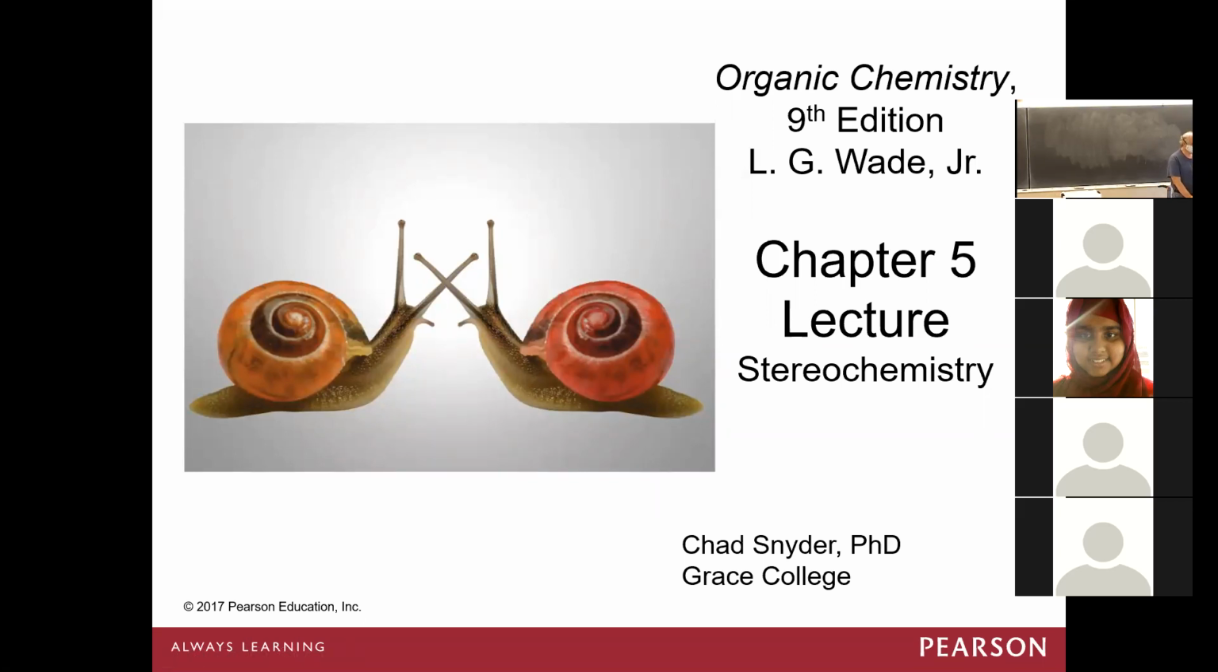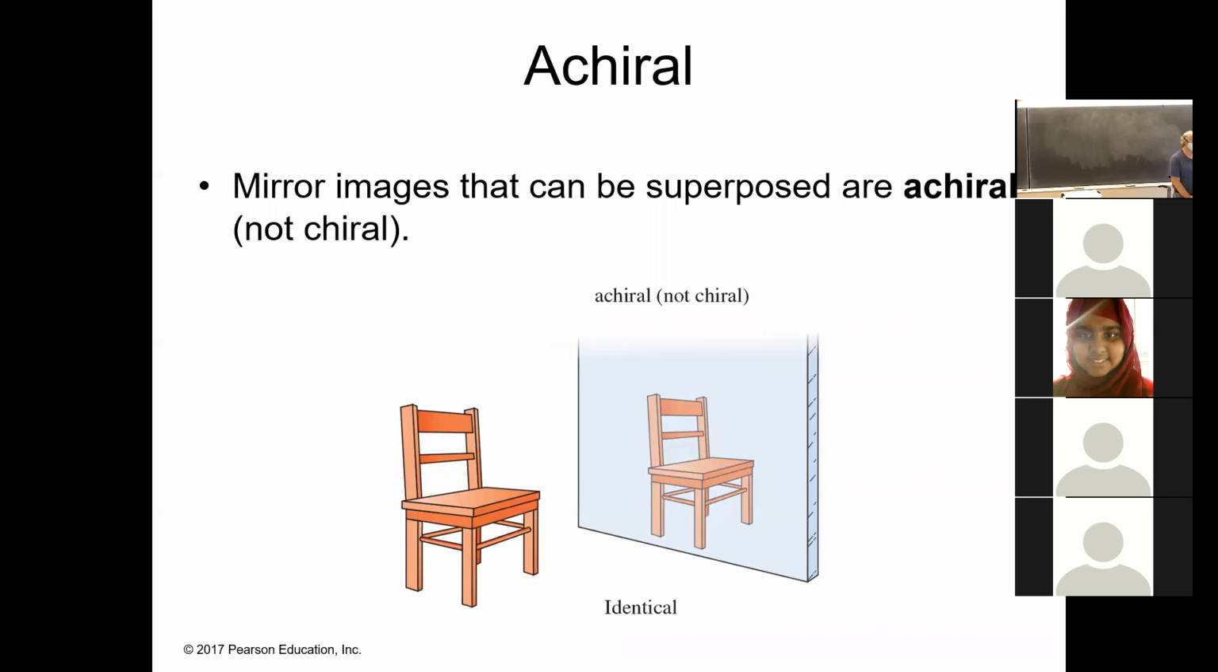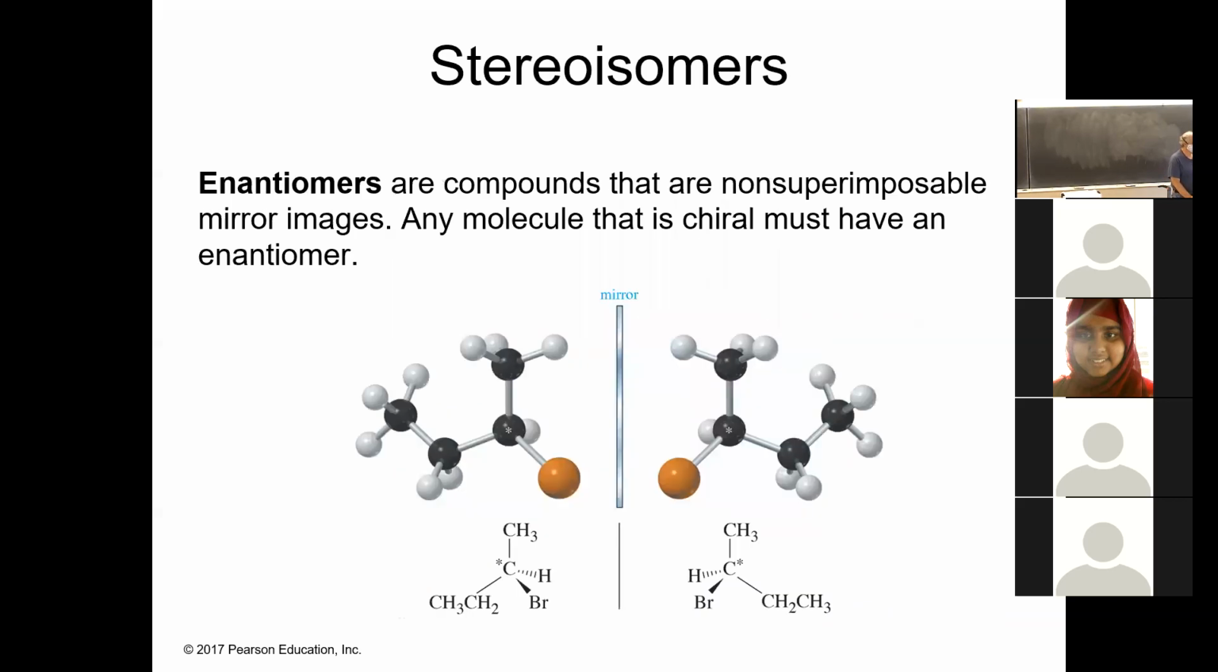All right, so I'm going to summarize some of the main points from this chapter. Then we'll wrap it up, and then I'm going to talk about biological differences between enantiomers. Chirality means handedness. Achirality means not handed. That is, you can't tell the difference between the original object and its mirror image. They're identical. Enantiomers are non-superimposable mirror images.